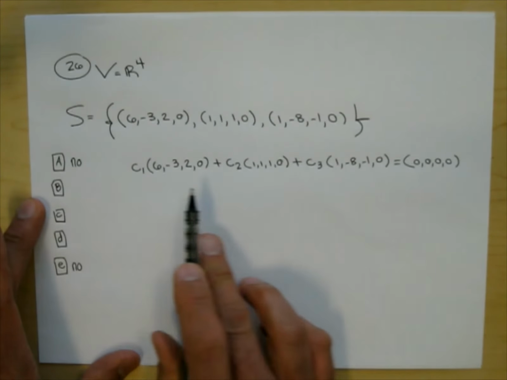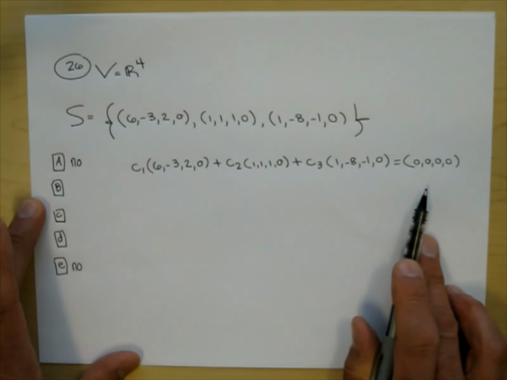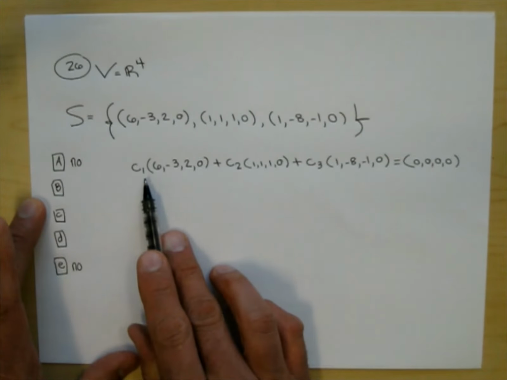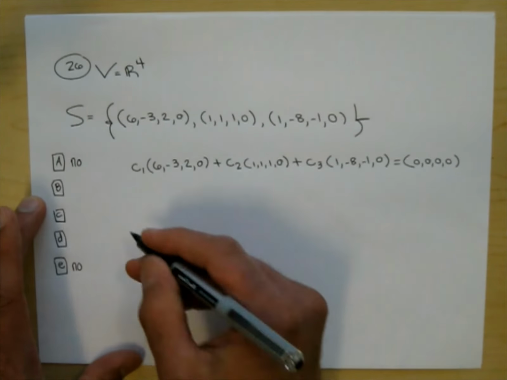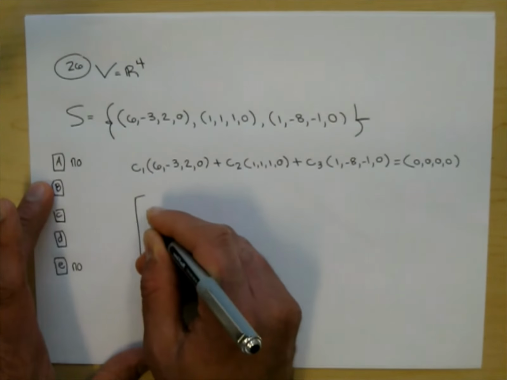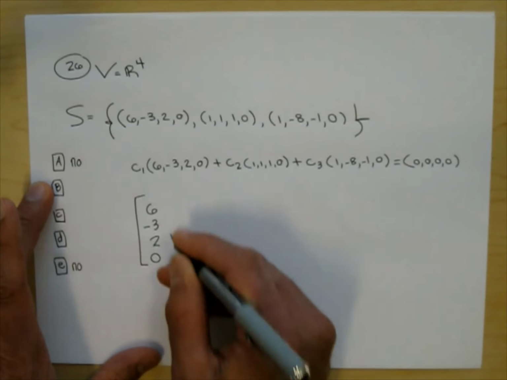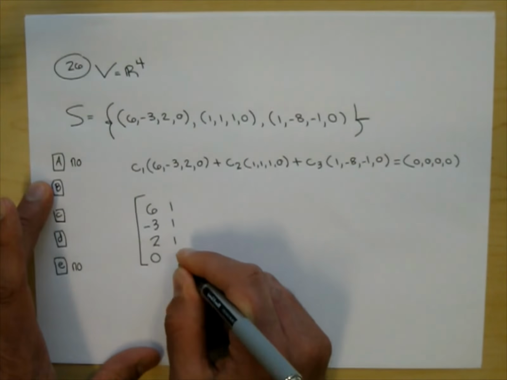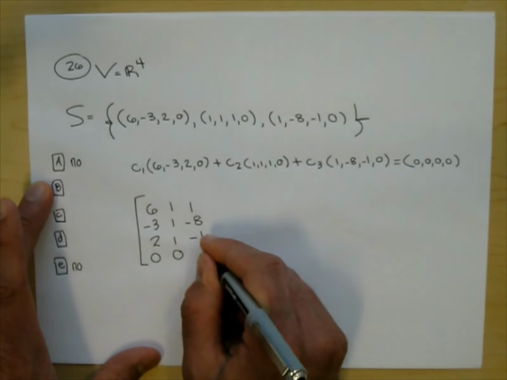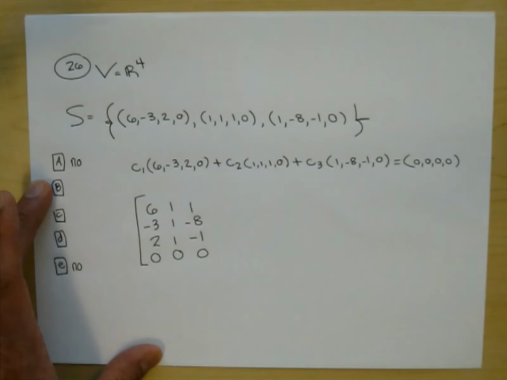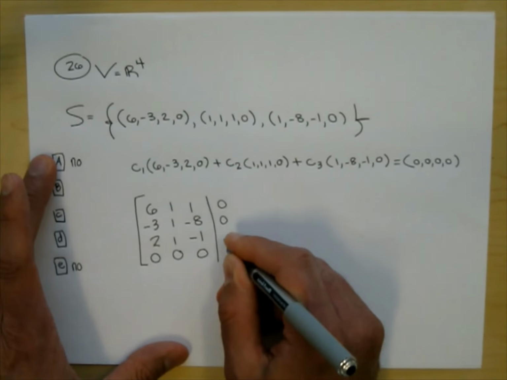Okay, so now I can write out those 4 equations. I'm going to skip that step this time. But if you wanted to write it out, it would be 6C1 plus C2 plus C3 equals 0. What I'm going to do with those 4 equations anyway is throw them into an augmented matrix, which will look like this. 6, -3, 2, 0, 1, 1, 1, 0, 1, -8, -1, 0, and then the last one is 0, 0, 0, 0.